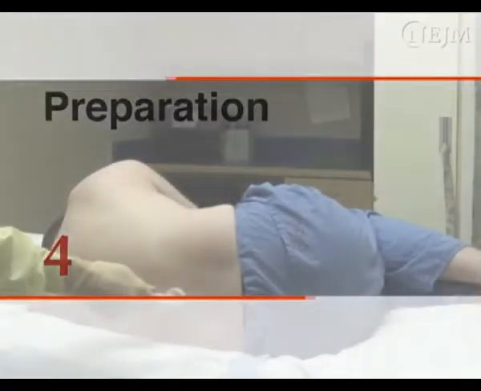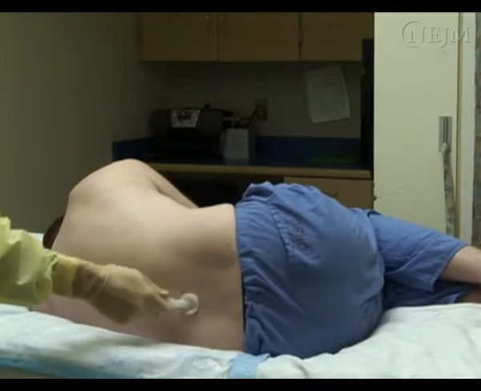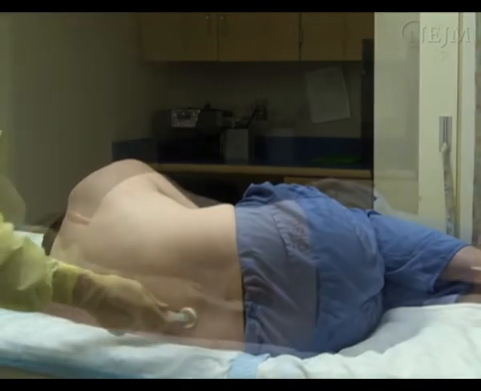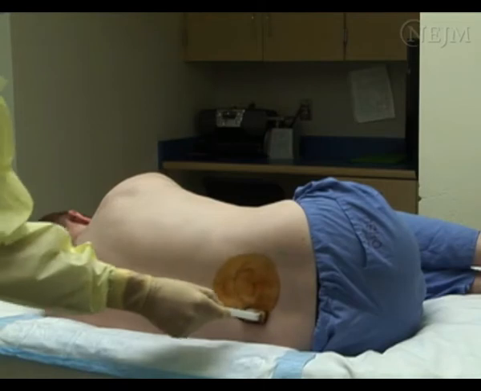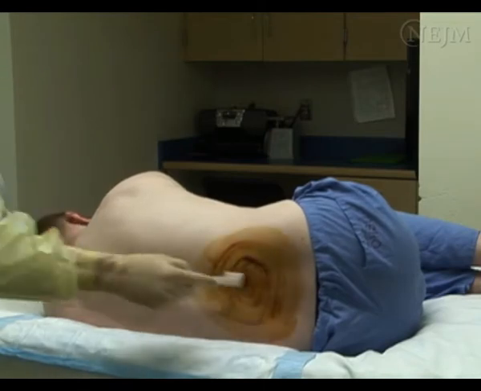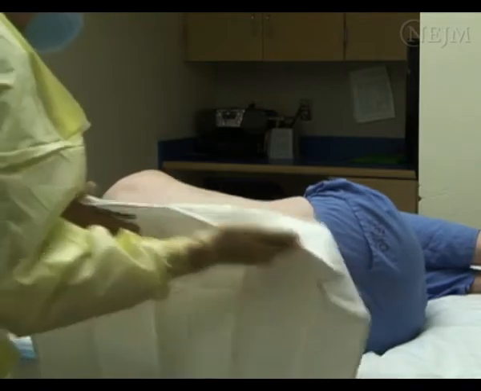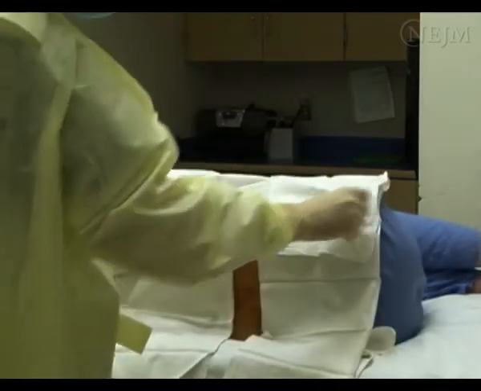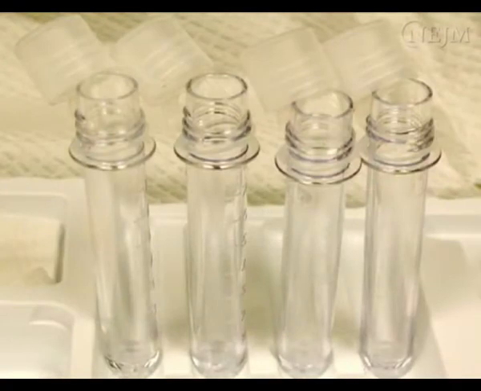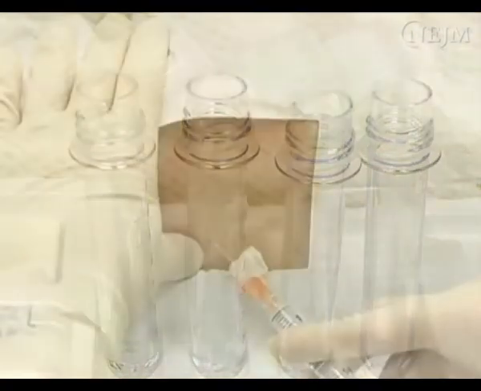While wearing sterile gloves, clean a sufficiently large area of the overlying skin with a disinfecting agent, such as chlorhexidine or povidone iodine, using a pattern of widening concentric circles. Drape the area with sterile drapes. Lay out the collection bottles in the order of priority for the diagnostic indications.